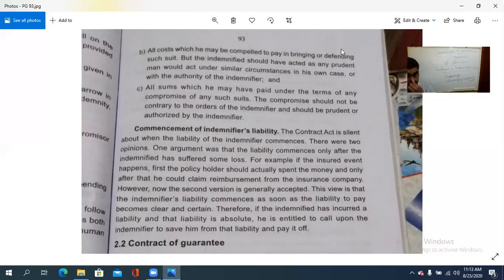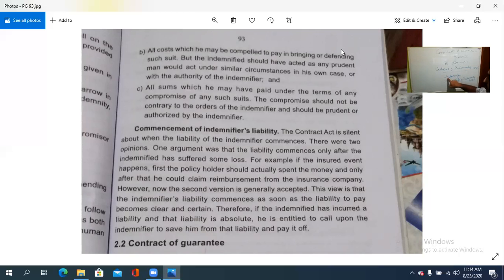If one goes for a compromise, then all the sums which may have been paid under the terms of any compromise of any such suit, whatever compromise terms there are, all of that is to be paid back. Then the compromise should not be contrary to the orders of the indemnifier and should be prudent or authorized by the indemnifier. That is to be in pursuance with the orders given by the indemnifier. It should be so, what the indemnifier has given, so that he too should not suffer any loss.